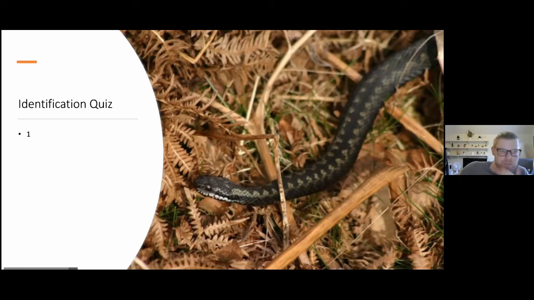So a bit of a split here between male and female. 74% of people think this is male, and I would agree with them. I think the black zigzag pattern suggests this is male. Not quite as steely, silvery grey as the first image I showed you, but still quite greyish in colour, which I think probably identifies that as male. So well done to everybody that got that right.